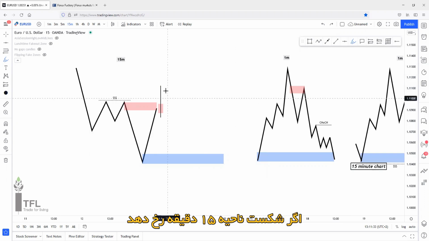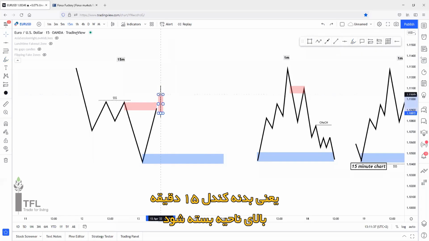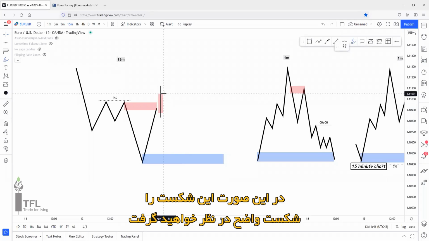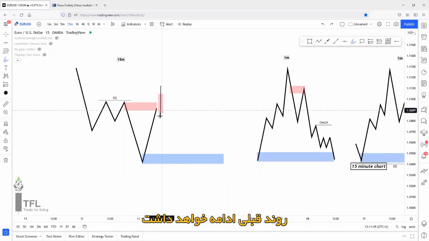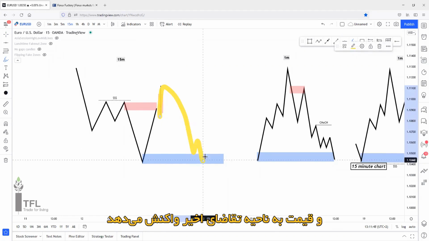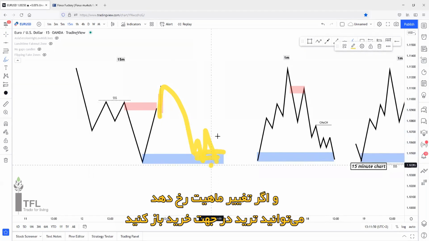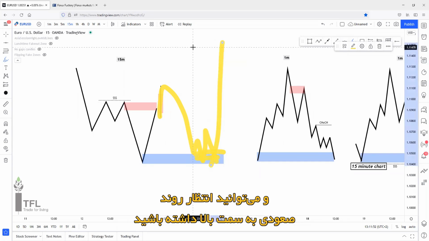So if a 15-minute break of this zone happens, so let's say a body closes above this zone on the 15-minute chart, then you'll be able to consider this break as a clear break. And then after this break, the prior continuation will be continued, price will react on the next recent demand zone, and if you get a change of character, you'll be able to execute a long trade, and you'll be able to execute the expectation order to the upside, right?